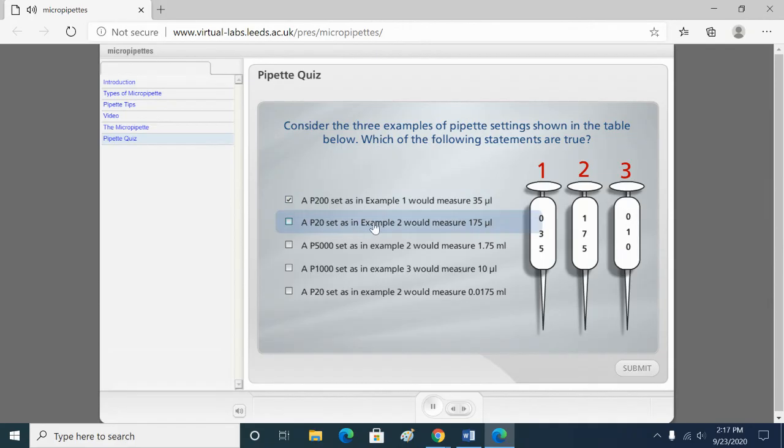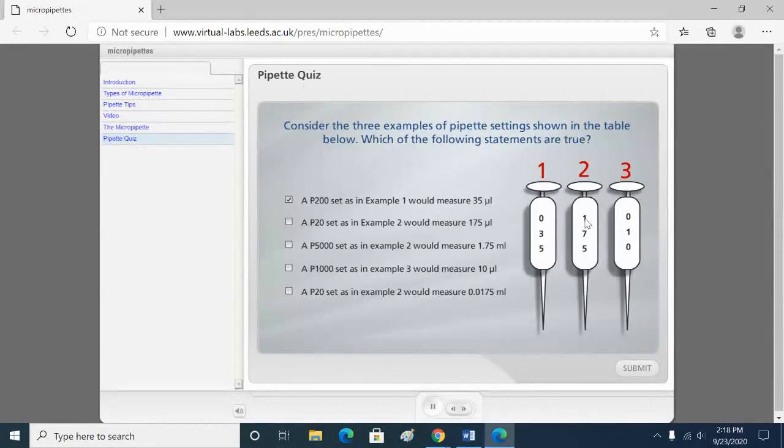A P20 set as in example 2 would measure 175 microliters. So these numbers here, if it's a P20, is that 175 microliters? No, because a P20, what's the maximum? 20. And if it were set for 20, what would these numbers be? 020.